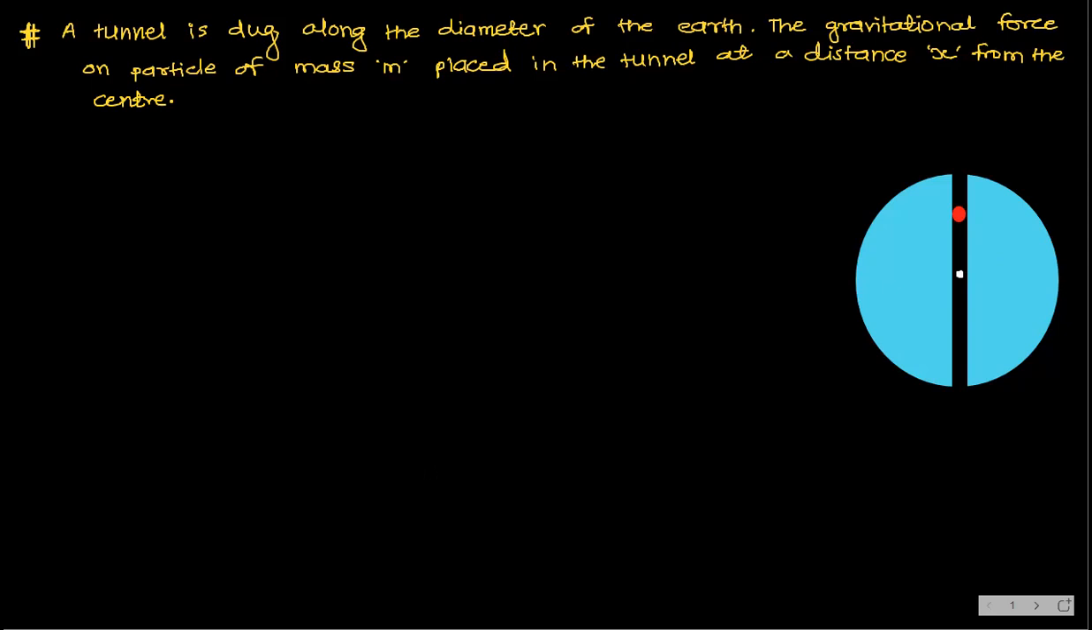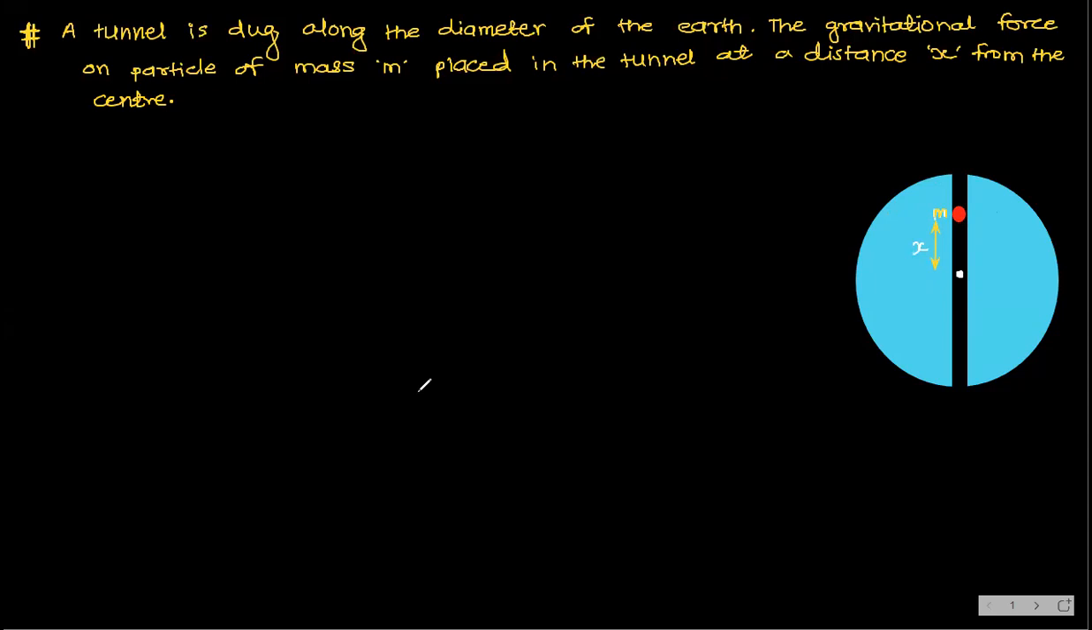So see here, now this is mass m which is situated here. This is m, this red one. And what he is saying, it is placed at the distance x from the center. Concentrate first on this problem, then we will see the next part. So this is distance x from the center. Clear?